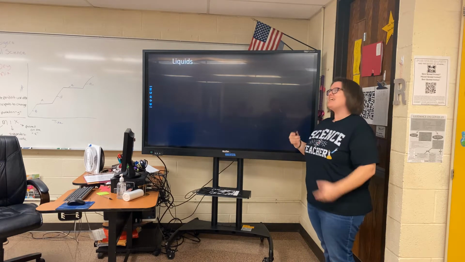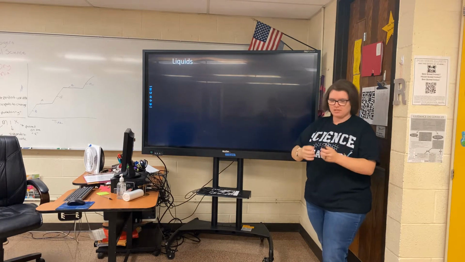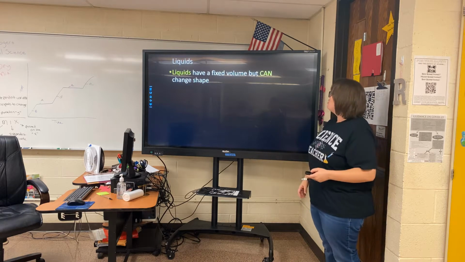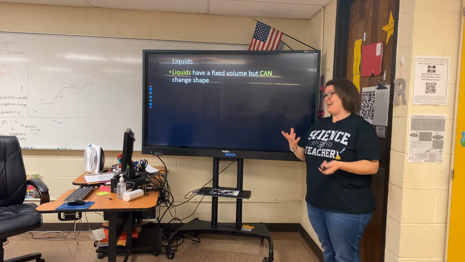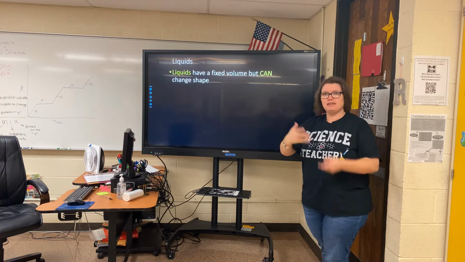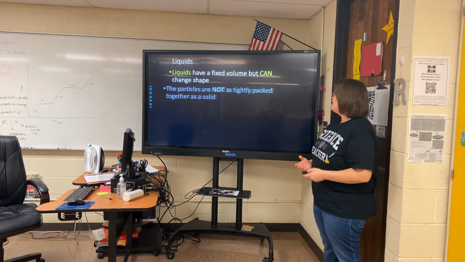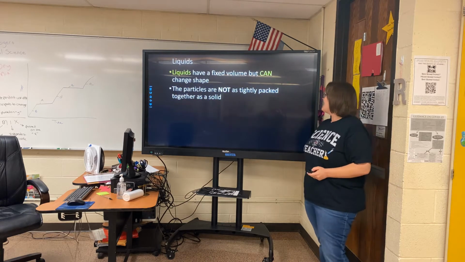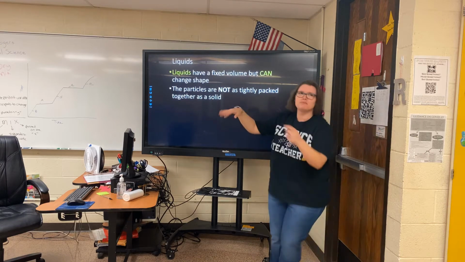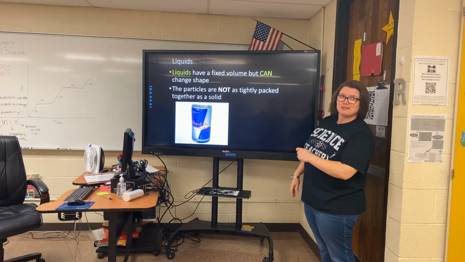Next up is the liquid. That is the next up in our energy change phase. They're moving just a little bit more so than the solids are. Liquids have a fixed volume but can change shape. If I have a bottle of Mountain Dew and I flip it around a little bit, you'll see that the liquid actually takes the shape of the container. It does in fact change its shape. And the particles are not as tightly packed together as a solid. Once again, they have more energy, so therefore there's more reason for them to flow. Here's a red one. That's a liquid.